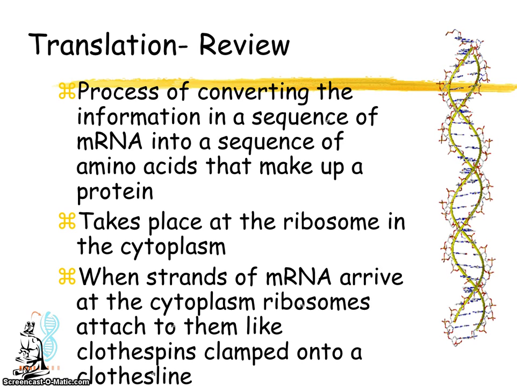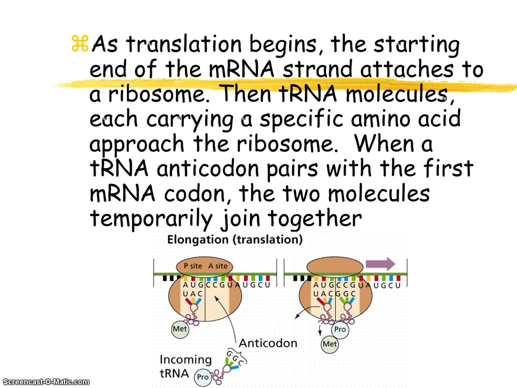Okay, so let's review translation. In translation, what's going to happen is the messenger RNA that came from the nucleus is going to meet up with the ribosome. tRNAs are going to read those codons that make up the RNA, and then the ribosome is going to build those amino acids together, connect them together, building that polypeptide, that protein. And the tRNA's job is to bring the right ones that are needed to build that particular protein.